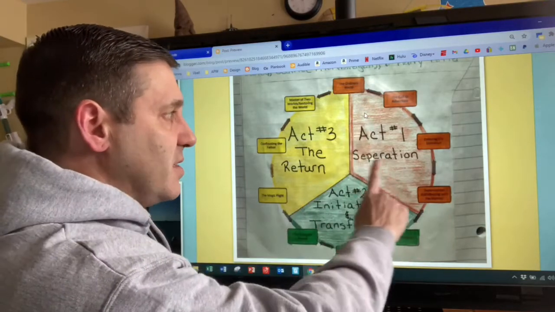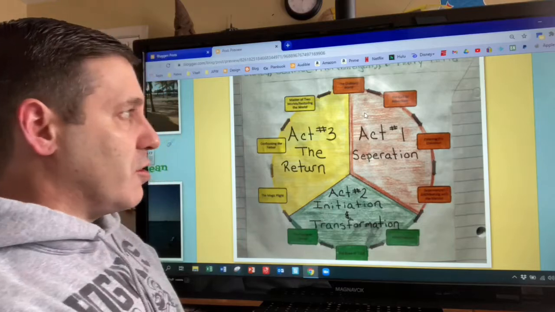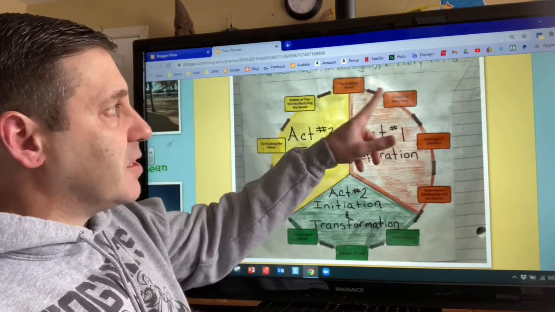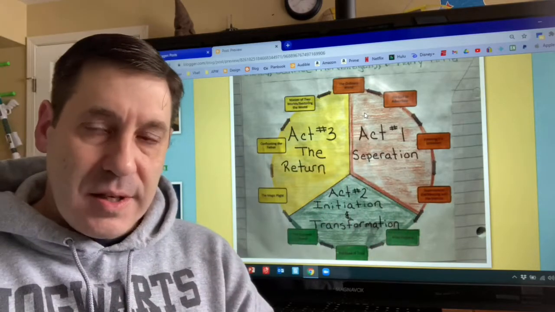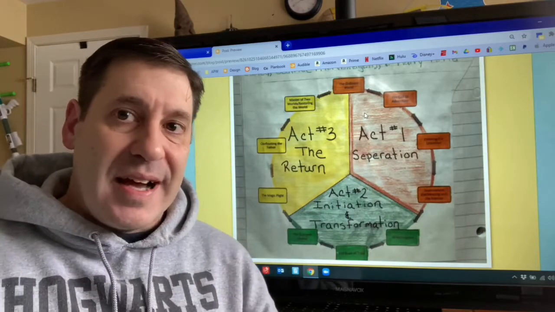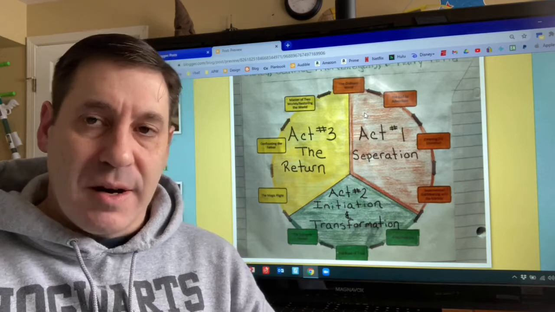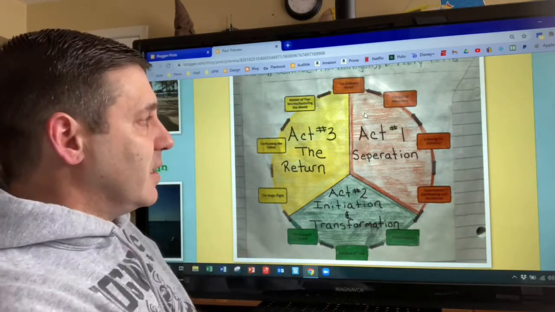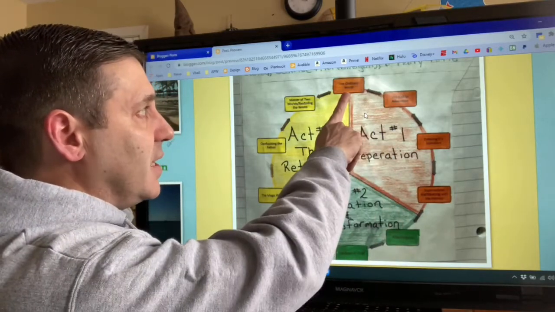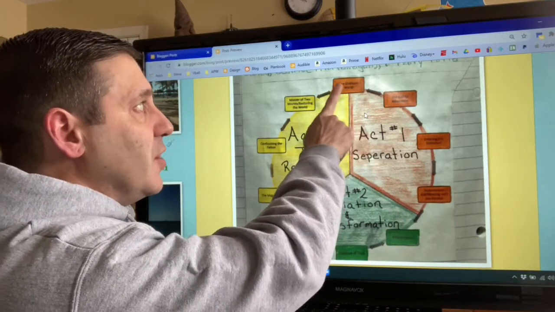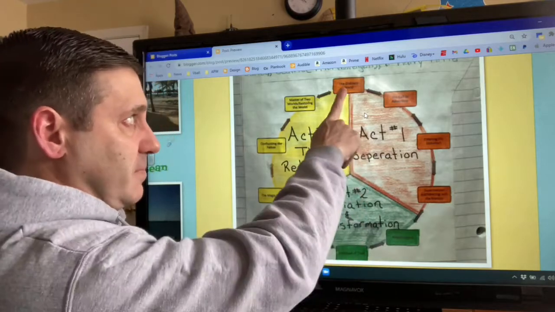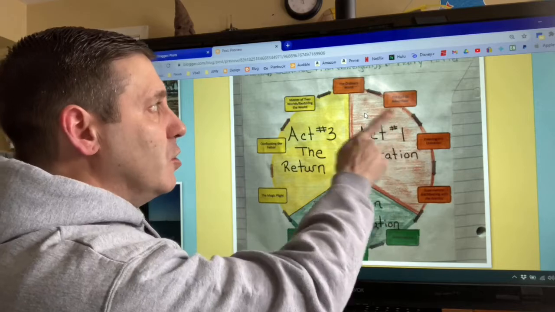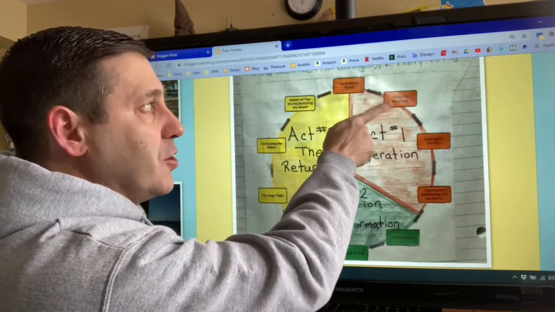So Act 1, separation, we're going to color code this orange. Okay? And so we have the first act, and the first act is broken up into 4 parts. Now, in the next lesson, we're going to dive in and really learn what each one of these parts is. But let's just look at what the names of them are first for today. So Act 1 separation begins with stage 1, the ordinary world. That's stage 1 of Act 1. Okay? Act 1, stage 2 is called the call to adventure.